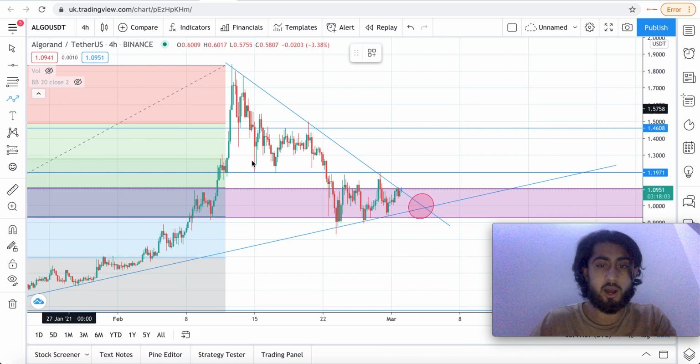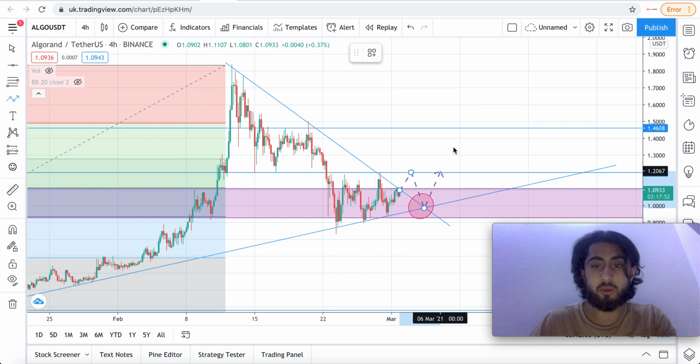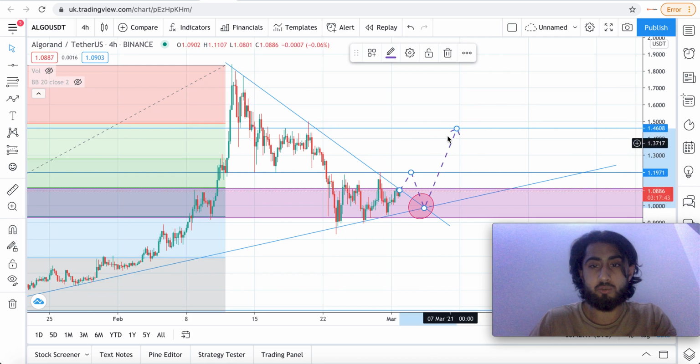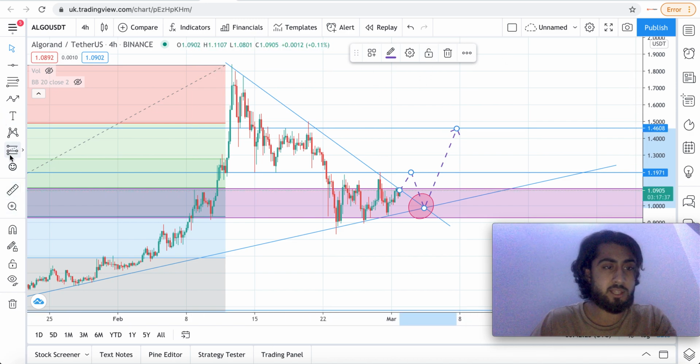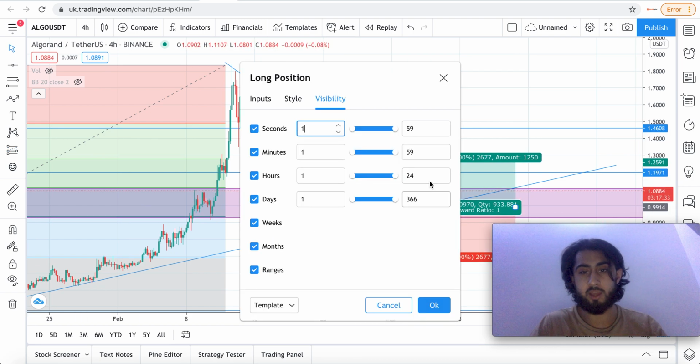And if I just draw a path here, what I see happening is it testing this support region once more, dipping back down, and then going back up towards here. Okay, it's going to hit this zone, and then from here we can realize some profits. If we want to wait, there is a possibility that it can go up even further. Okay, so let's just say we put on a long position from here.